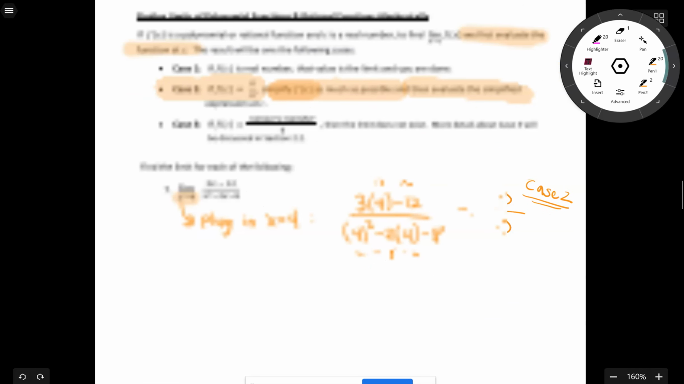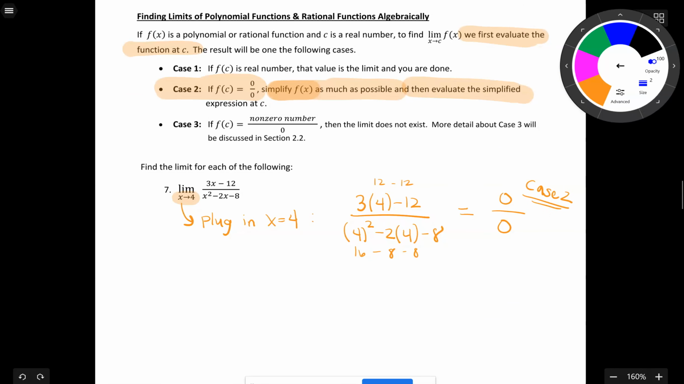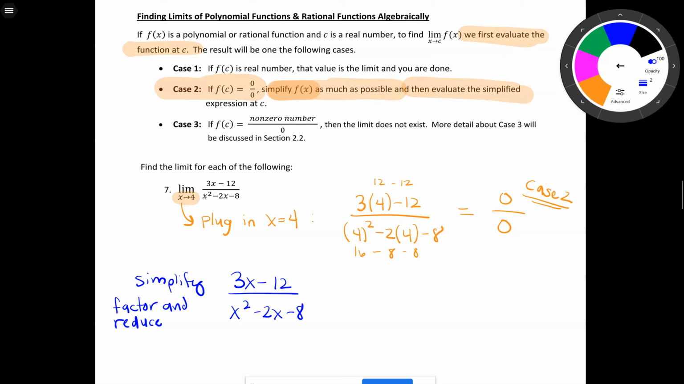So now here comes some algebra. How are we going to simplify this? So I need to simplify this expression. And how do we simplify rational functions? Well, we factor them, right? So we need to factor and then see if anything's going to cancel out or reduce. So let's see that. So I'm going to quickly do the factoring here.